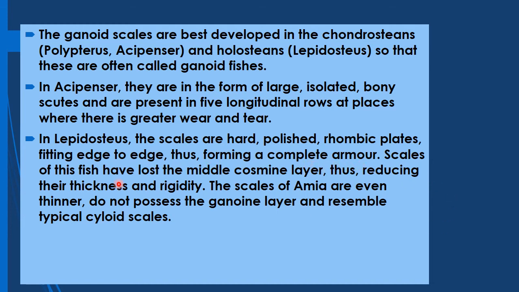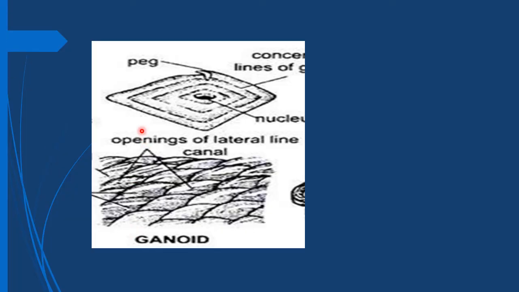The scales of the fish have lost the middle cosmin layer, thus reducing their thickness and rigidity. The scales of Amia are even thinner and do not possess the ganoid layer, and typically resemble the cycloid scales. So this is the ganoid scale.